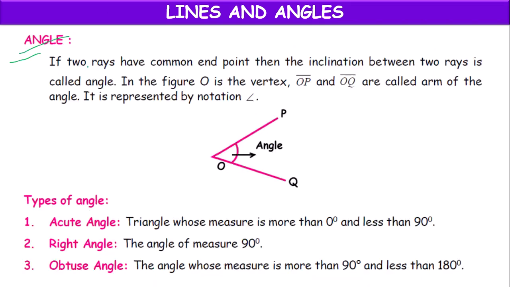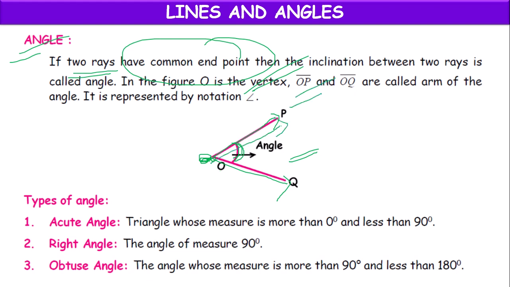Next, angle. OP is one ray, OQ is another ray. If two rays have a common endpoint like O, then the inclination between the two rays is called an angle. Here the common point is known as the vertex. Here O is the vertex, OP is one arm, and OQ is another arm of the angle. An arm is sometimes called a side. This is the symbol, the notation, for angle.